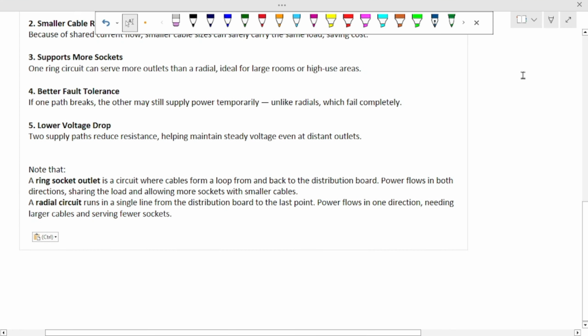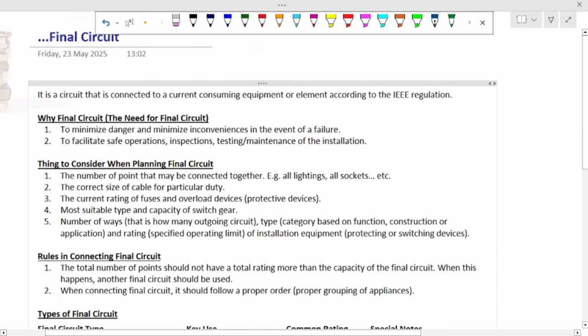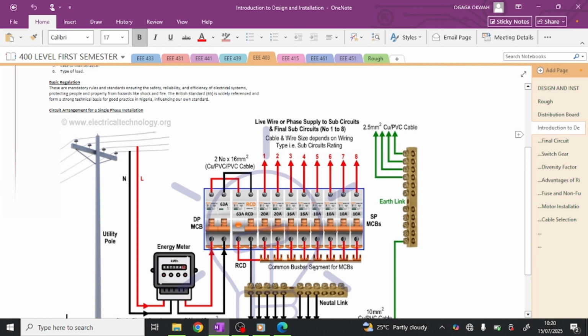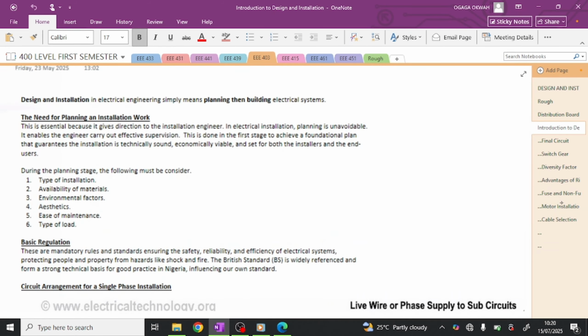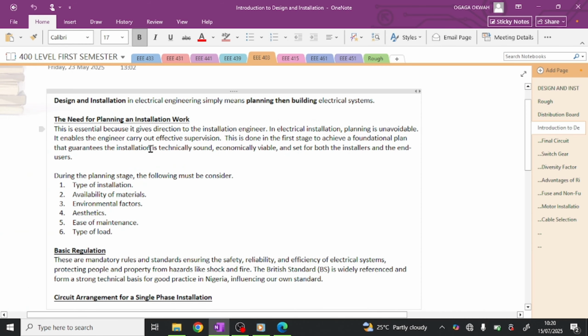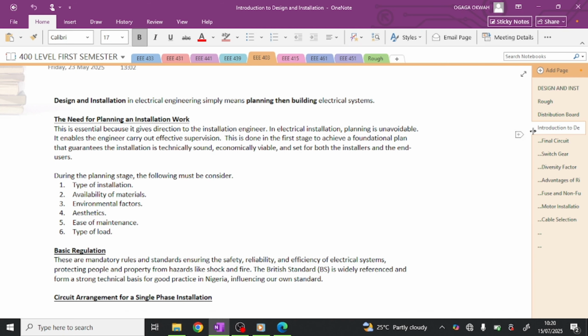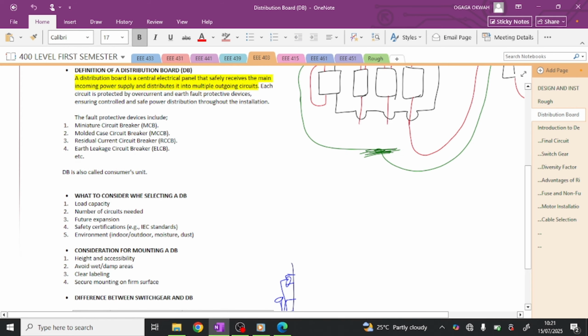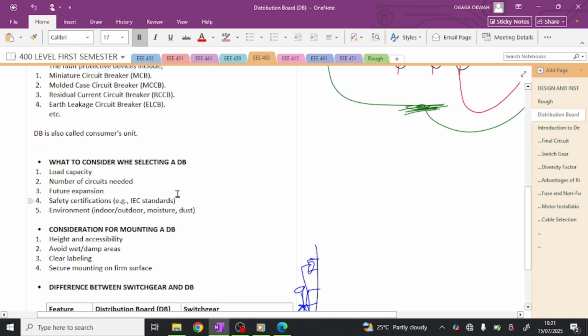Of course, we are working on past questions already. Some of the things we've done in previous videos and slides contain things about past questions, like the need for planning. Then what a distribution board is, the different definitions of distribution boards in the past questions, and what to consider. We've done this in the previous video. Note that there are things beyond this. This is just a guide or summary, so you can of course browse more videos online on YouTube.